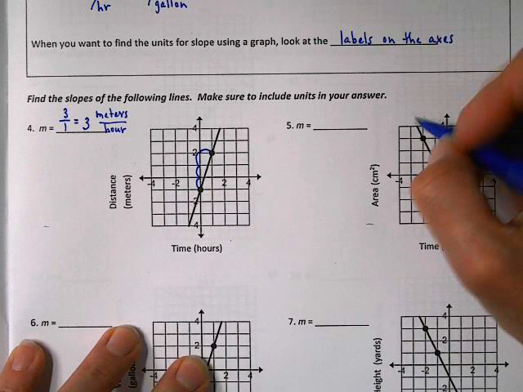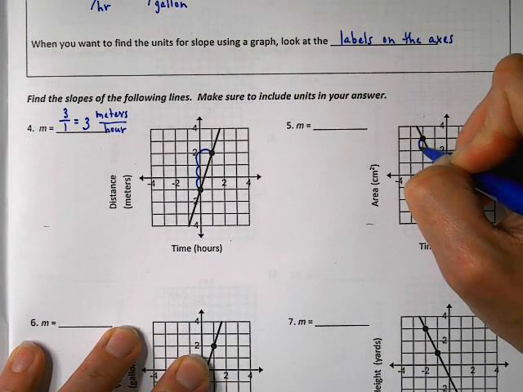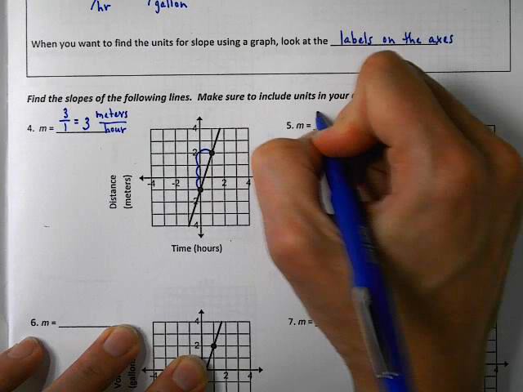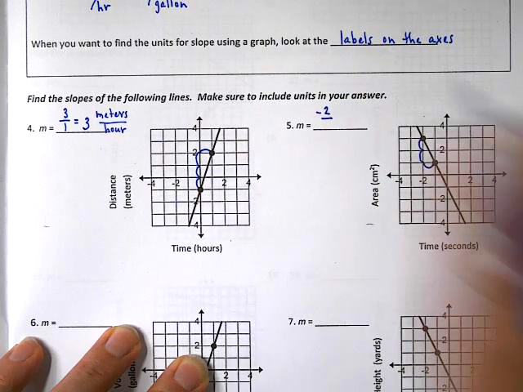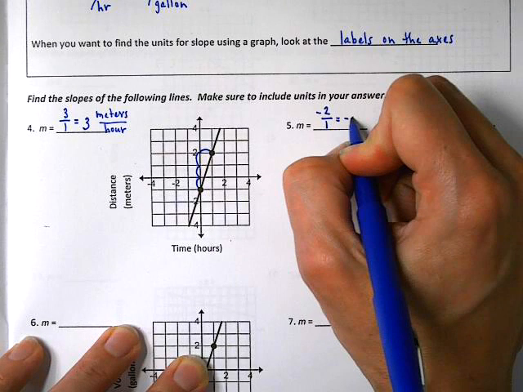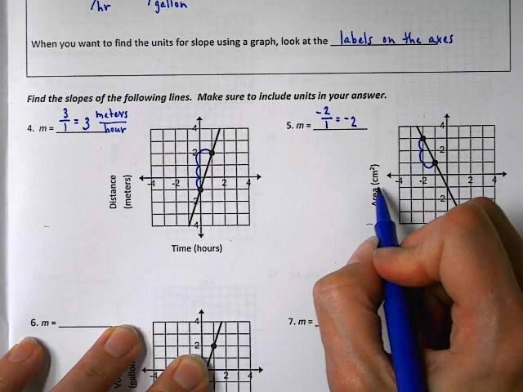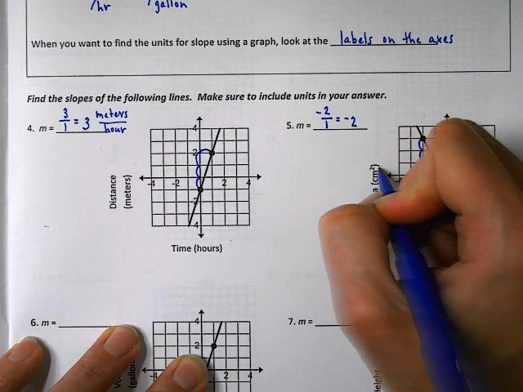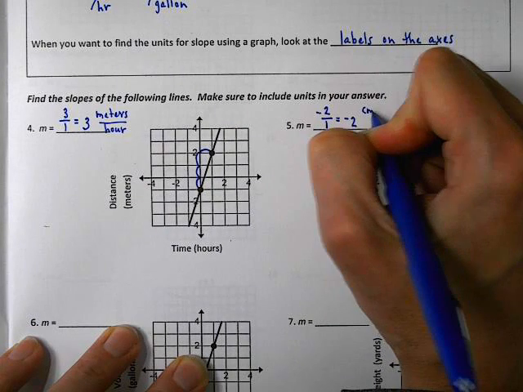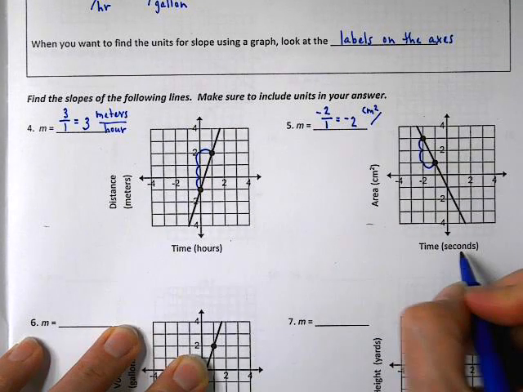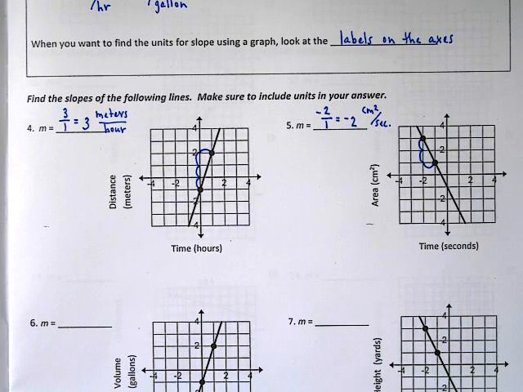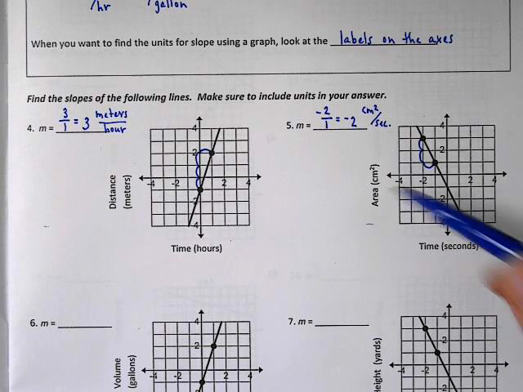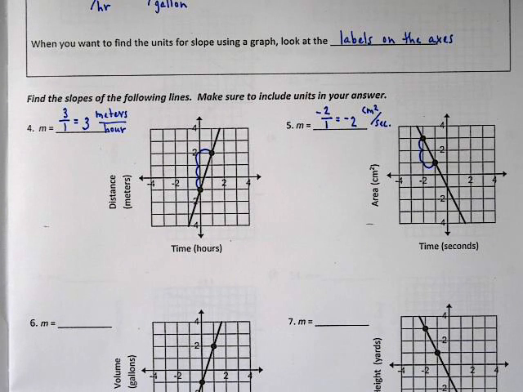Okay, my next one, my slope. In this case, I am going down 2. So my rise is a negative 2. My run is a positive 1. So my slope is negative 2. Now in this case, my units here are centimeters squared per second. And again, I got those units from the labels on my axes.